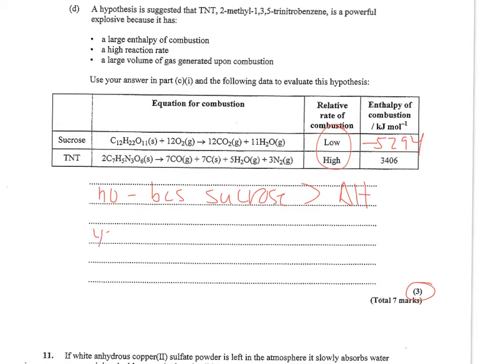TNT does have a higher reaction rate than sucrose does. How about a large volume of gas? Well, if I look at it, I've got 12 moles and 11 moles. I've got 23 moles for sugar being produced. And over on the TNT side, I have 7 plus 5 plus 3. I have 15 moles. So no, sucrose is producing more moles of gas. So apparently the only one of these 3 claims that has some validity is the high reaction rate.